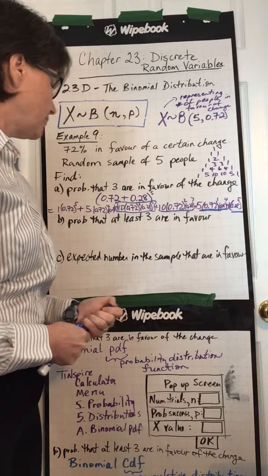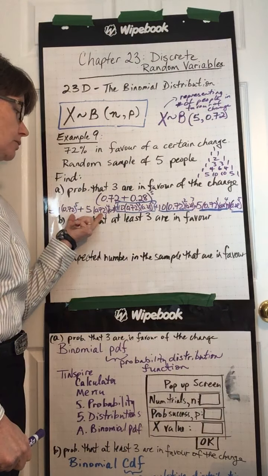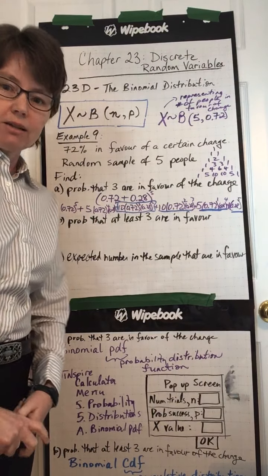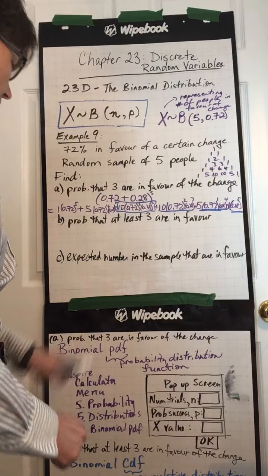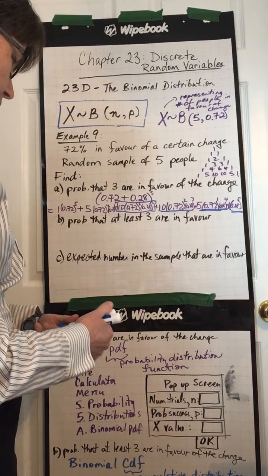Alternatively, like we have said before, we could take these 2 and take 1, subtract these 2 to get all of these added up as well. Okay, so we could do that non-calculator. We are actually going to do this with a calculator. But first I'm going to talk about C, expected number in the sample.